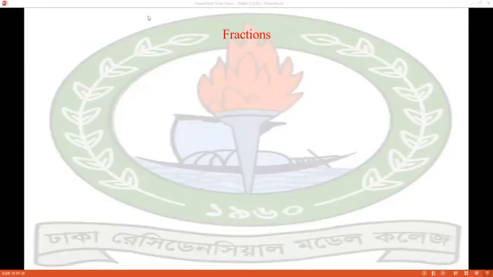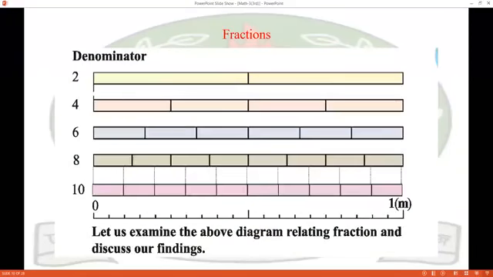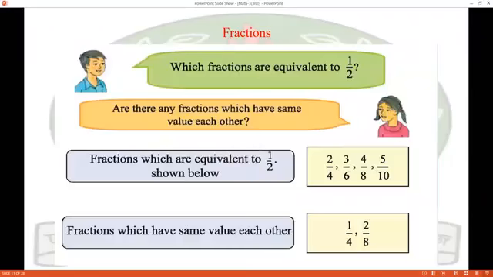Fraction. In the last class, we wrote these types of fractions whose denominators were 2, 4, 6, 8, and 10. A 1 meter length was divided into 2 parts, 4 parts, 6 parts, 8 parts, and 10 parts. And then we found the equivalent fractions. Today, we will discuss equivalent fractions.